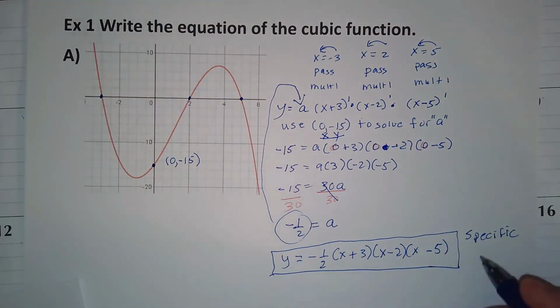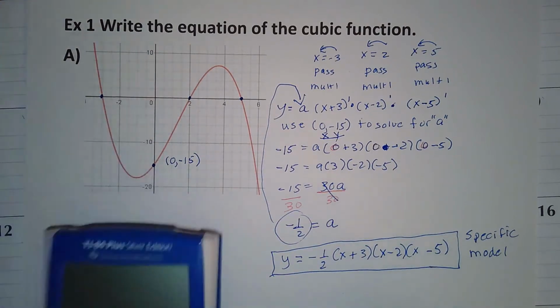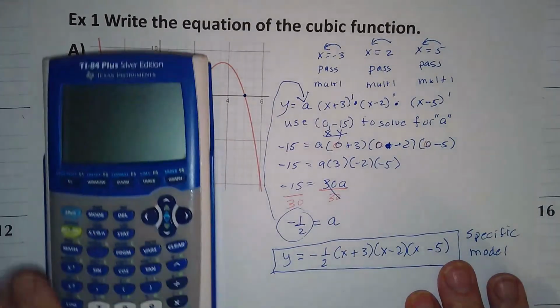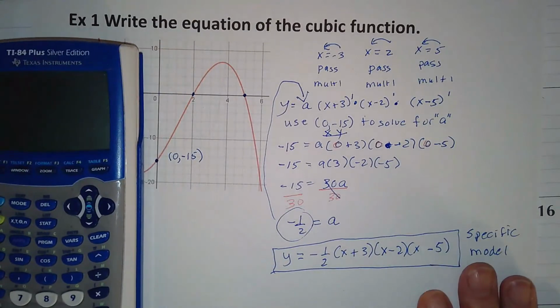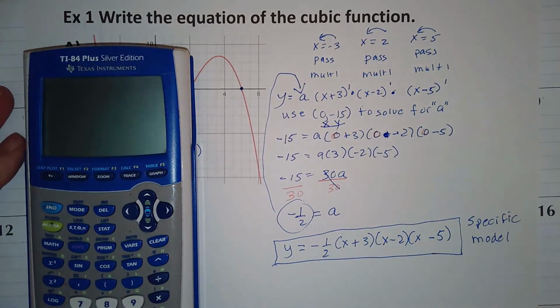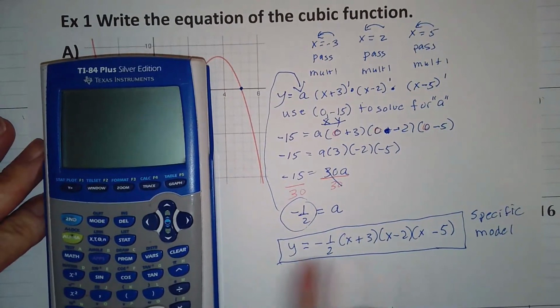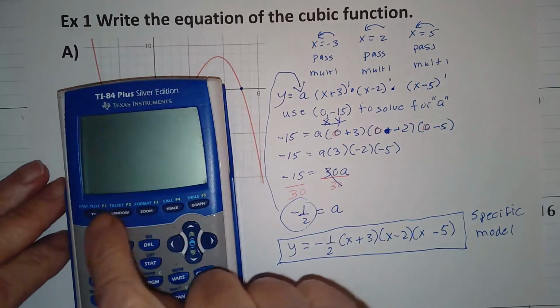To create this model, all right? So we're putting everything together when we do this, and that's how come we've got a specific model. Now, we can check this. Let's see if I can get this over where we can see everything. We can go ahead and type this in. So let me type this equation into our graph.